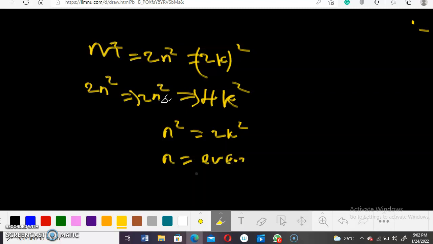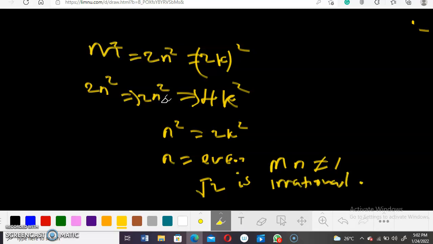If m is also even, it means that m over n is not in lowest terms, since their common factor is not 1. Hence, root 2 is irrational. And this is how we prove that a certain number is irrational. So we know by this proof that root 2 is irrational.